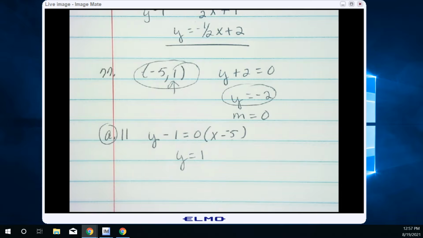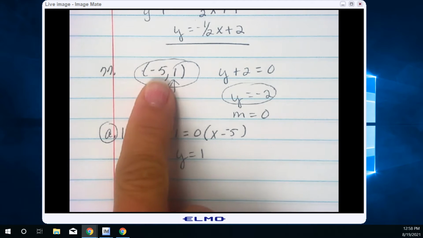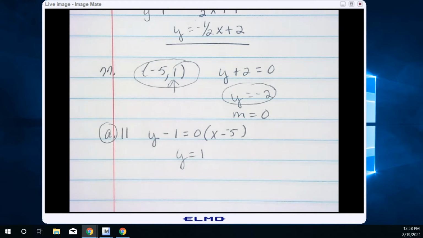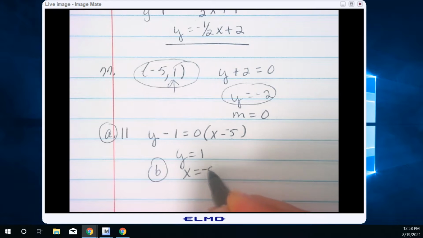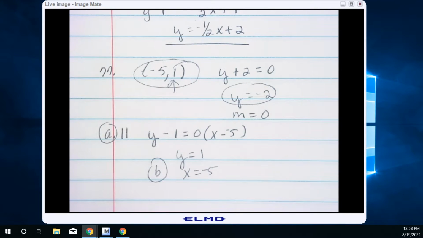Now, what about perpendicular? What if it's this way, which way is perpendicular to horizontal? And it has to go through the point negative 5, 1. The vertical line equation is x equals negative 5. Now, if you didn't remember that, you might have to write it out and go from there. But if you did, no work necessary. X equals are the equations of all vertical lines.